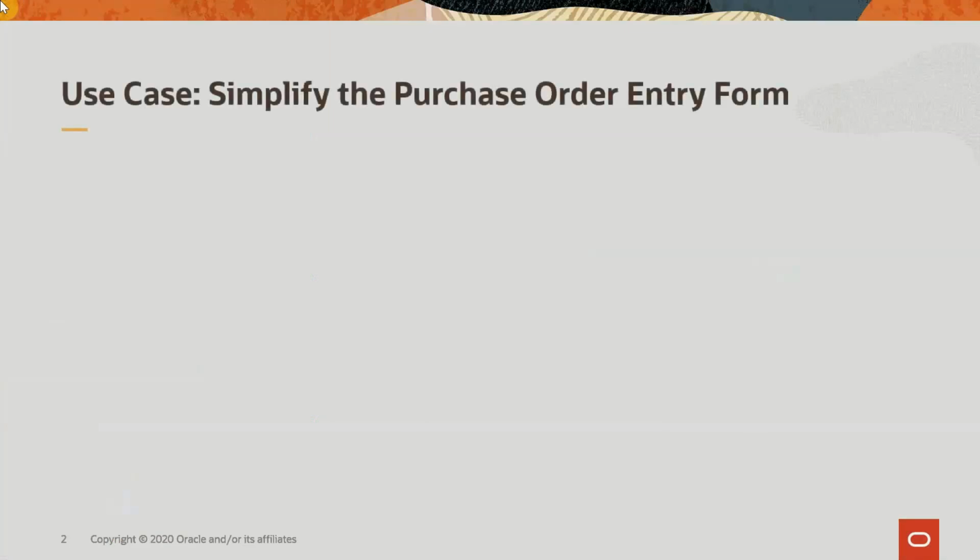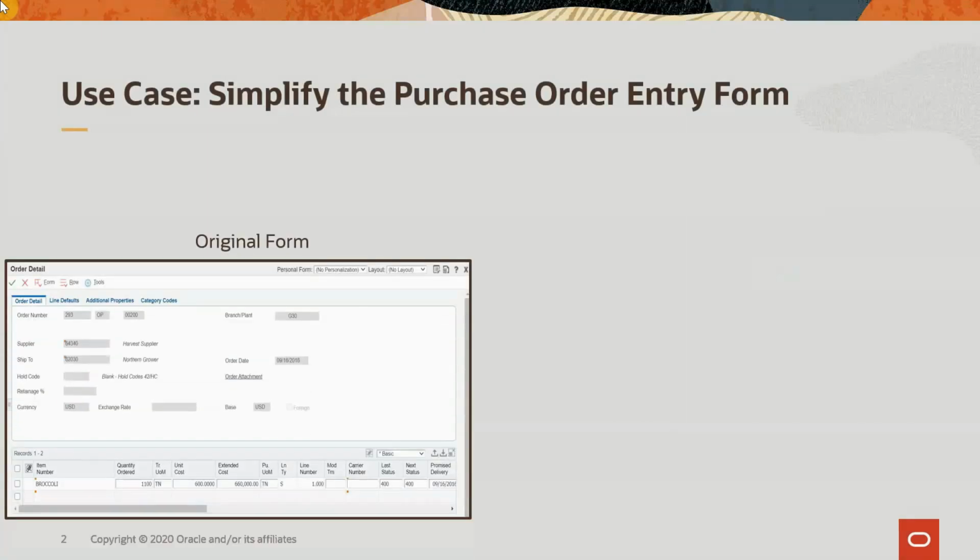Let's consider an example where we want to simplify the purchase order entry form. As we can see in the original form, we have a lot of fields available on the form like order number, order date, supplier, and so on. You can imagine how difficult it would have been if we had to have all the fields irrespective of whether the particular form control is required in a specific business scenario or not. What if we could add only the form controls that are relevant to the current business requirements and be able to remove the unwanted form controls that are not?